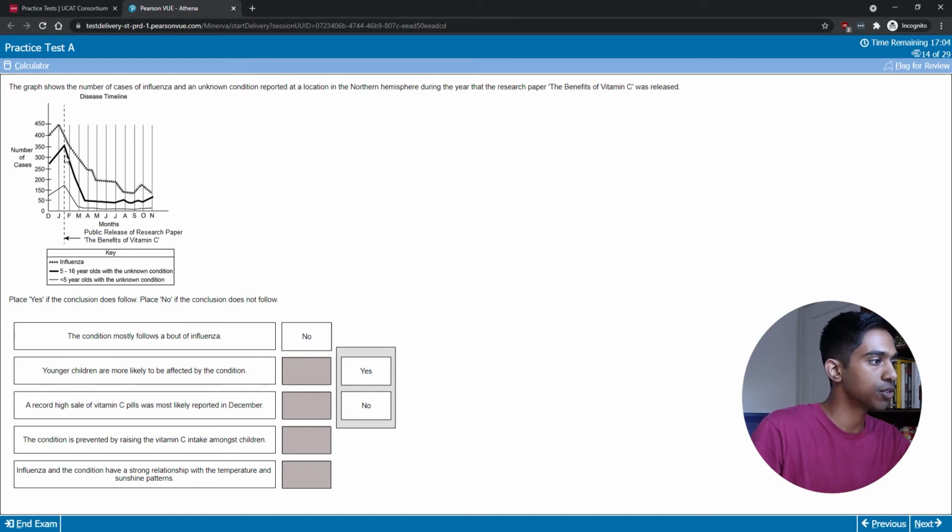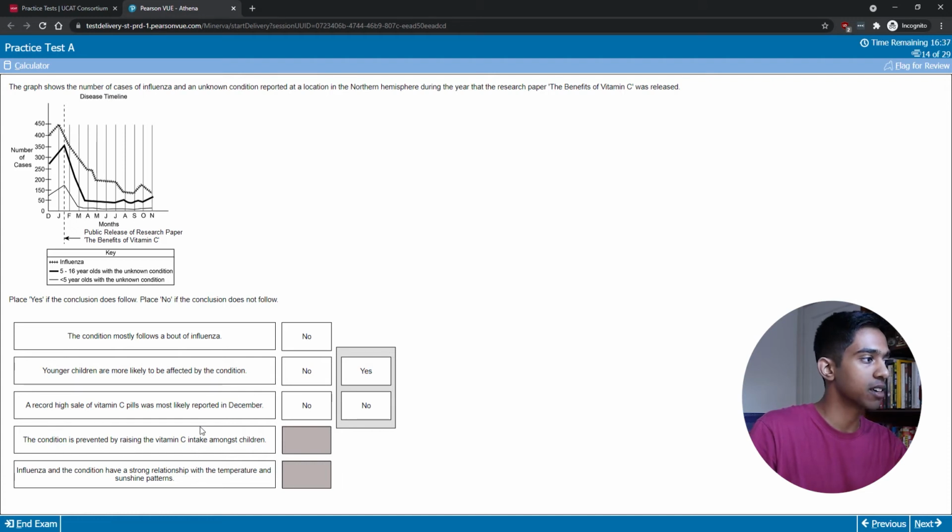Because even though it's shifted a little to the right, you don't know whether it's actually about whether people get it straight after influenza. Younger children are more likely to be affected by the condition. No, that's not true, because 5-year-olds have less. A record high sale of, well, there's nothing about sales in this graph, so this would also be no. The condition is prevented by raising the vitamin C intake.